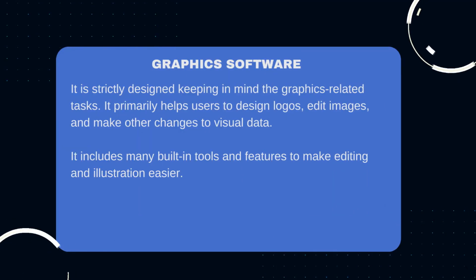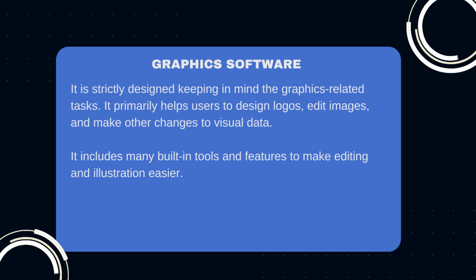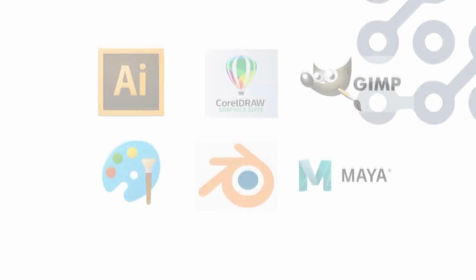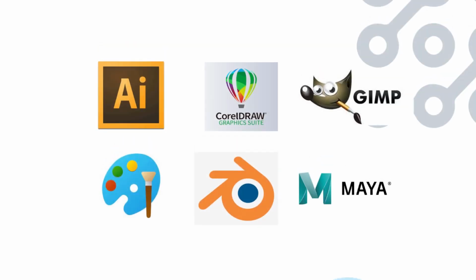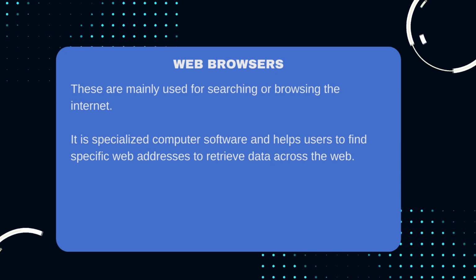Another is we have the graphics software. It is strictly designed keeping in mind the graphics-related tasks. It primarily helps users to design logos, edit images, and make other changes to visual data. It includes many built-in tools and features to make editing and illustration easier. So we have the following examples: Adobe InDesign, CorelDRAW, GNU Image Manipulation Program or GIMP, MS Paint, Blender, and Autodesk Maya.